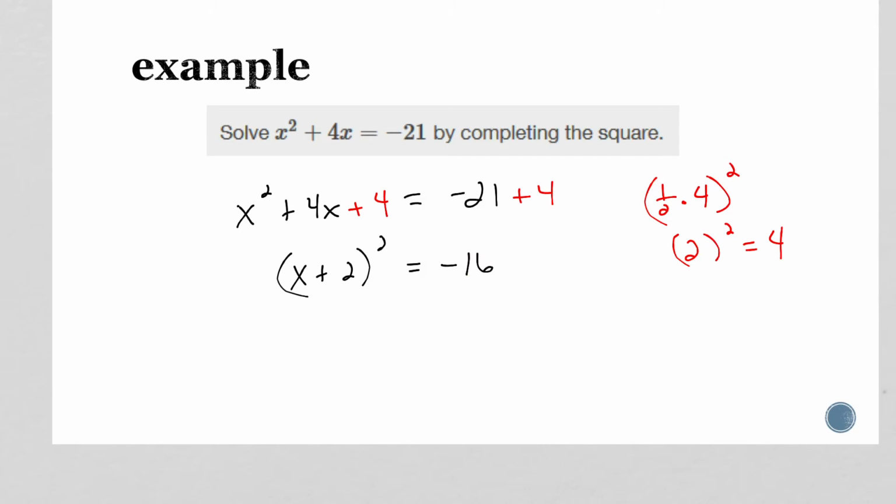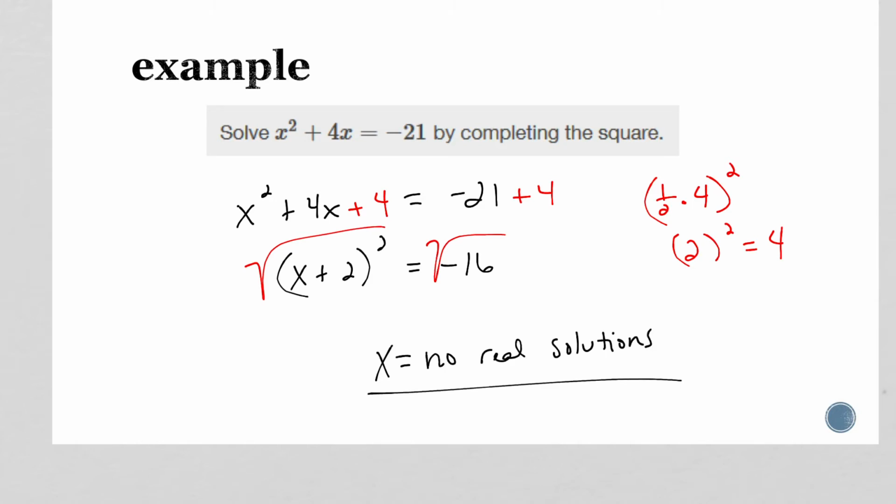But check this out, taking the square root of both sides. I can't take the square root of a negative number. It won't allow me to. Try it on your calculator. It gives you an error message, okay? So this would be x has no real solutions.